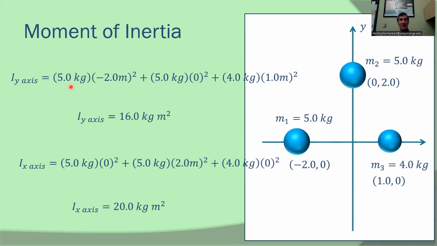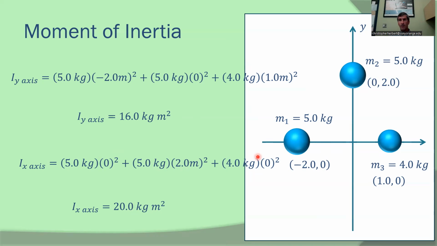So here we go. 5 times -2 squared, that is this mass right here. 4 times 1 squared, okay? And then again, I get 16 kilograms meters squared. For this one, I have 5 kilograms at 2 meters. I square the 2 meters, that's 4 times 5, that's 20. The other two are on the axis, so they don't contribute.